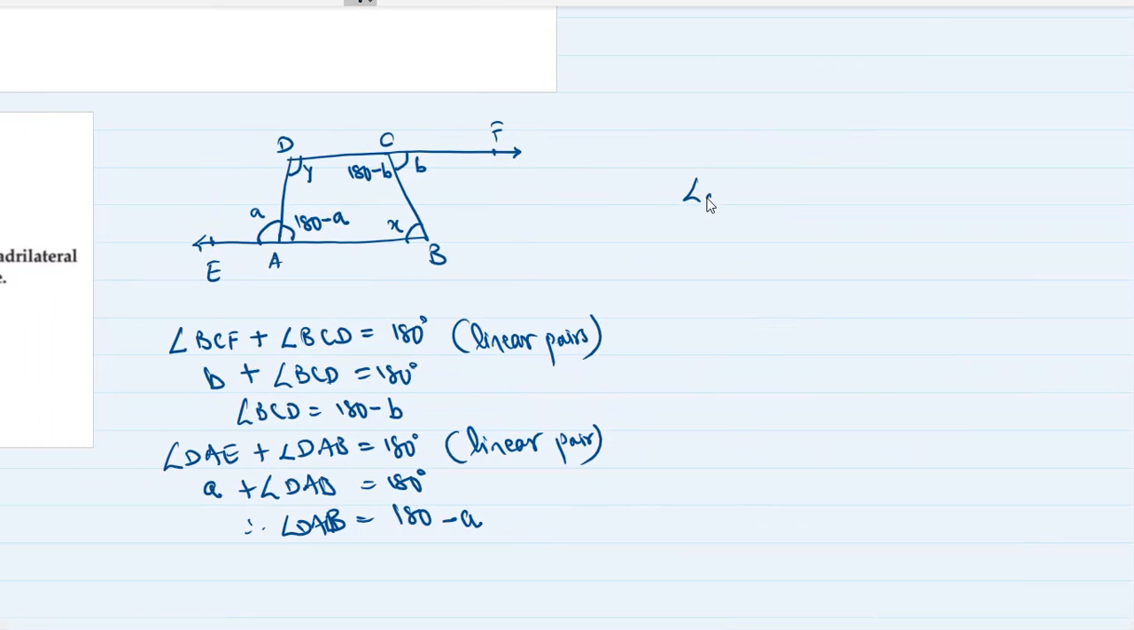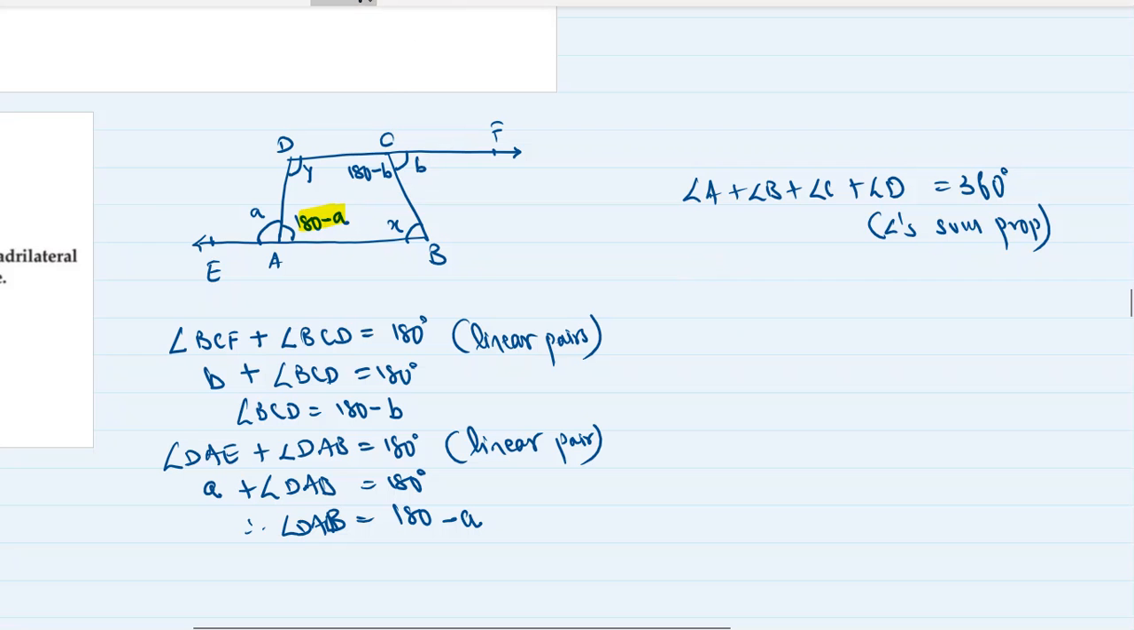we know that angle A plus angle B plus angle C plus angle D is equal to 360 degree. Why is it so? Angle sum property of a quadrilateral. So the interior angle A which we are talking about is 180 minus A. So in the place of angle A, I'm going to write 180 minus A plus angle B is X, angle C is 180 minus B, and angle D is Y, is equal to 360 degree.